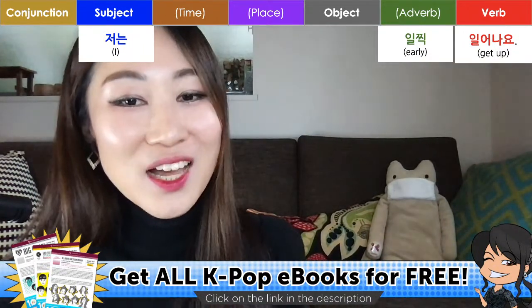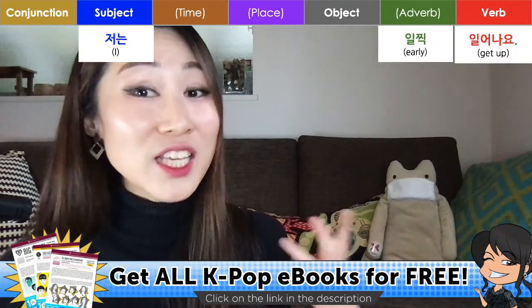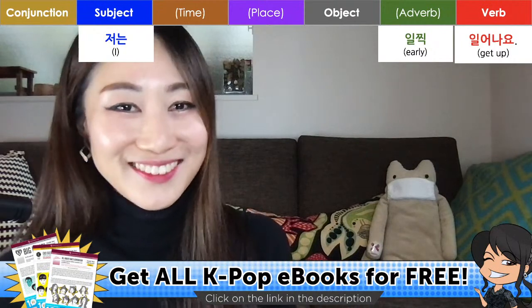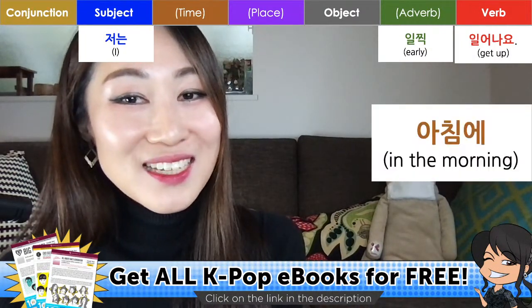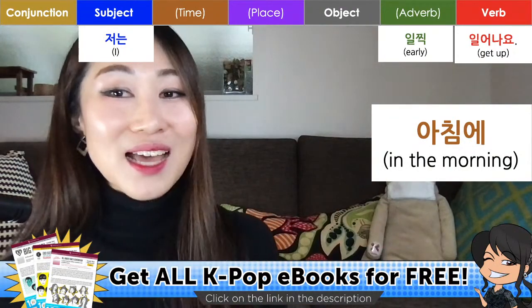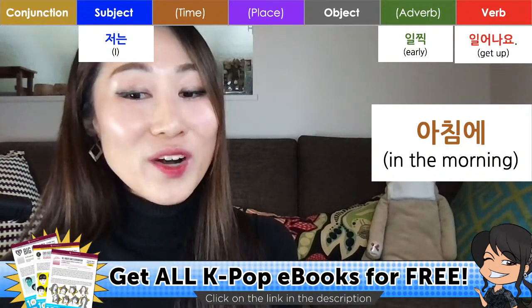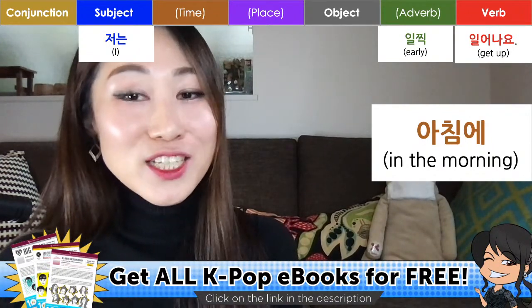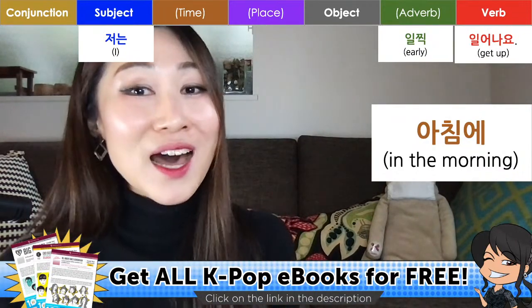With this 일찍, I want to make a longer sentence. I want to say I get up early in the morning. What is in the morning in Korean? It's 아침에. 아침 means morning. And 에 is again a particle. Particle for what? Particle for time.